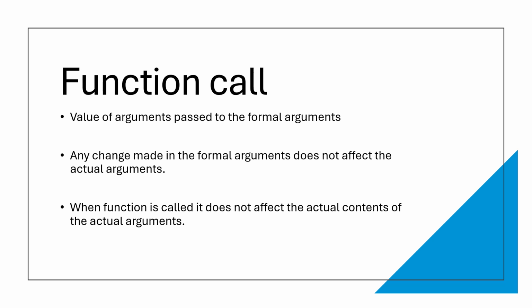There are two types of arguments: formal arguments and actual arguments. When we call the function, the values of the arguments are passed to the formal arguments. Suppose there are variables x and y; whatever values they carry are passed to the arguments. That type of argument is known as a formal argument.